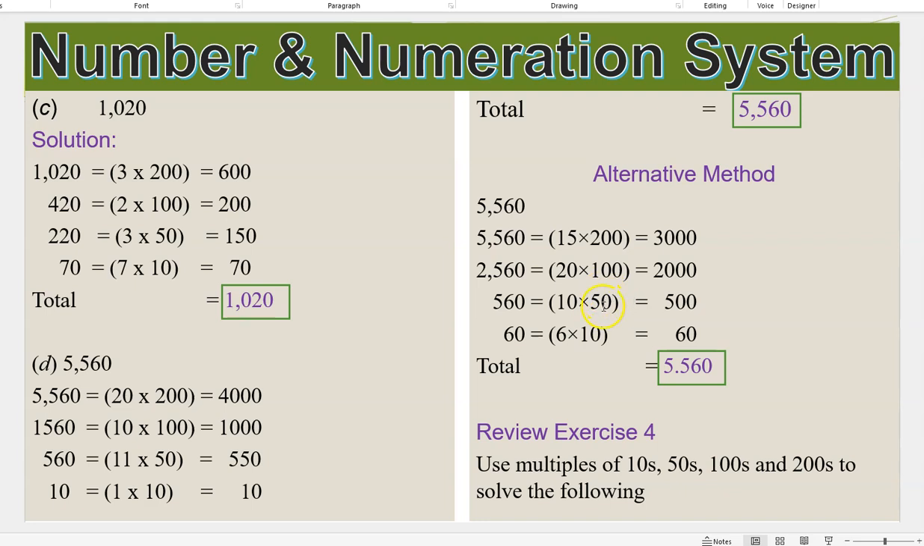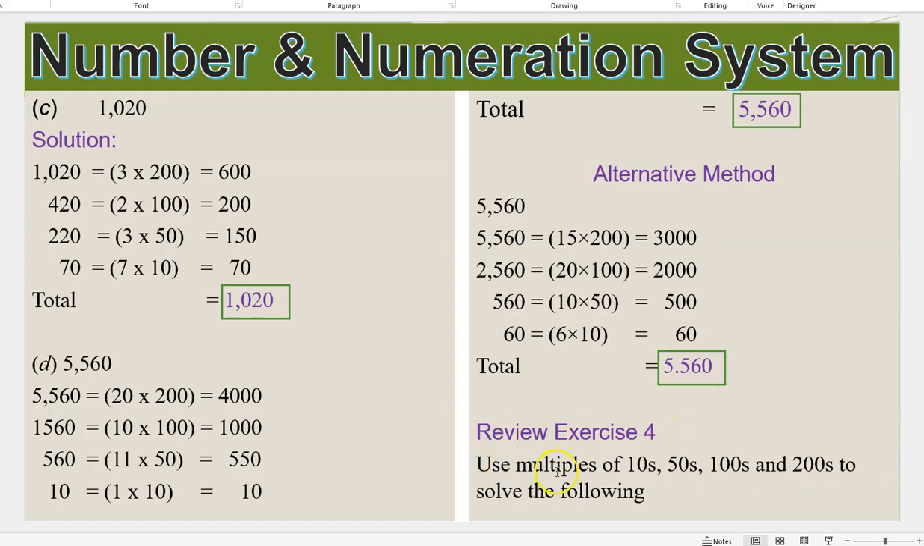How many 50s do we need? 10. When we multiply 10 by 50, it gives us 500. When we subtract 500 from 560, it gives us 60. How many 10s do we need? 6. So 6 by 10 gives us 60. When you sum them up, we get 5,560. That equals the question.